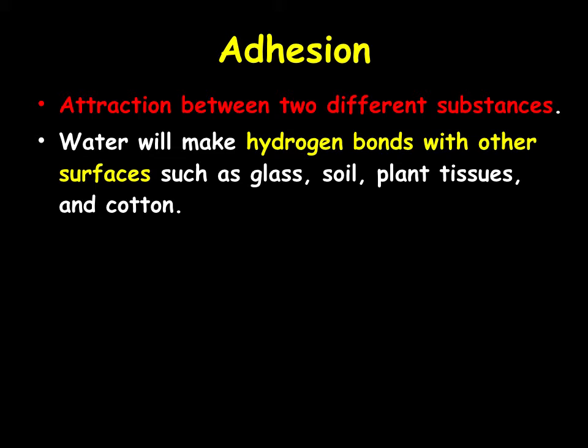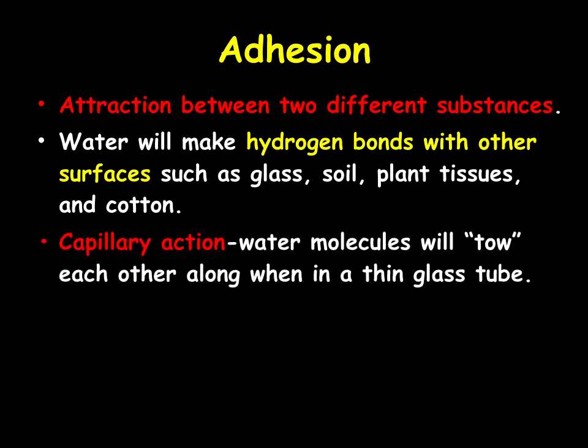So it turns out that water not only makes hydrogen bonds with itself, water is also capable of making hydrogen bonds with other surfaces. In fact, anything that has a polar surface, water can make a hydrogen bond to, as long as there's a hydrogen there. So glass, soil, plant tissues, cotton, all of these things are things that water is able to hydrogen bond with.